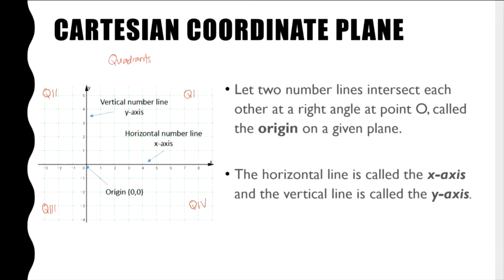Now, on each quadrant, the points that we can find specifically on each quadrant share the same characteristics. So say for example, for the points in quadrant 1, all points on this quadrant are both positive in x and y value. Now, moving on to the second quadrant, all the points will have a negative x value and positive y value. For the third quadrant, all the points will have negative x and negative y value. And lastly, for the fourth quadrant, all the points will have a positive value in x and a negative value in y.